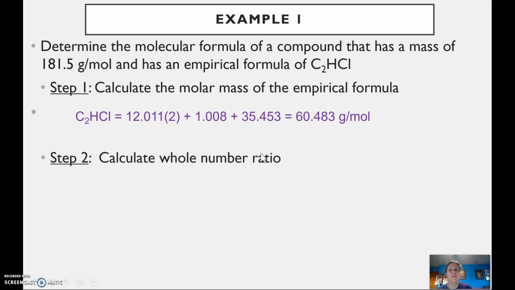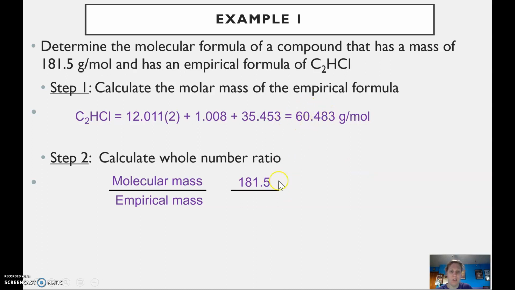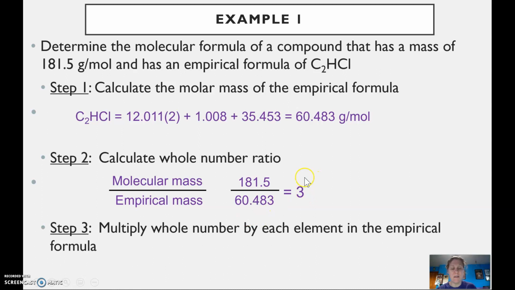Then step 2 is to figure out the whole number ratio. So do the molecular mass divided by empirical mass. Again, the top one's always going to be given to you in the problem. 181.5 divided by what you just calculated. And that is 3 times bigger. So then the trick is you multiply that number by each element in the compound. So C2 times 3 is C6, H3, 3 times 1 is 3, Cl3. So it's C6H3Cl3.